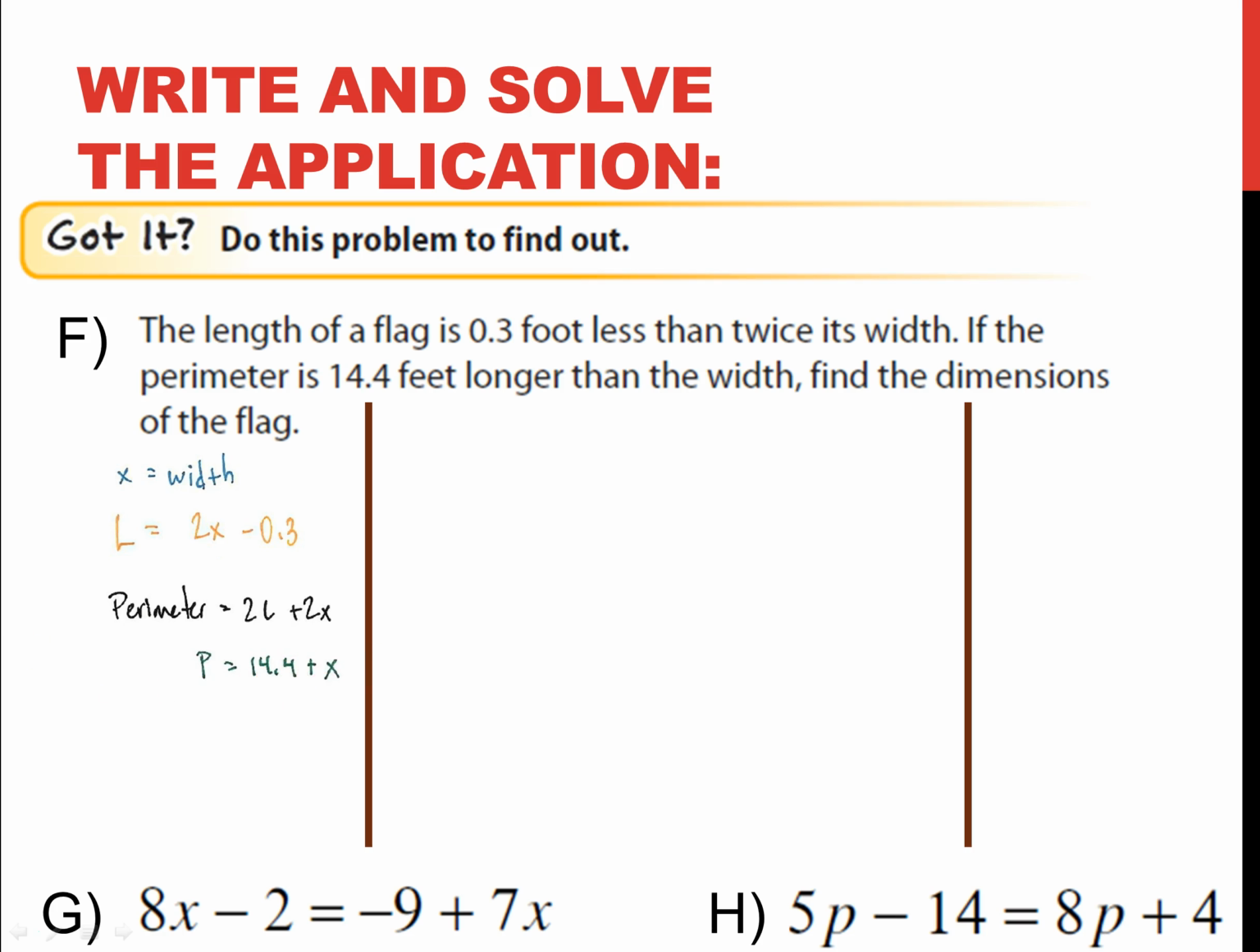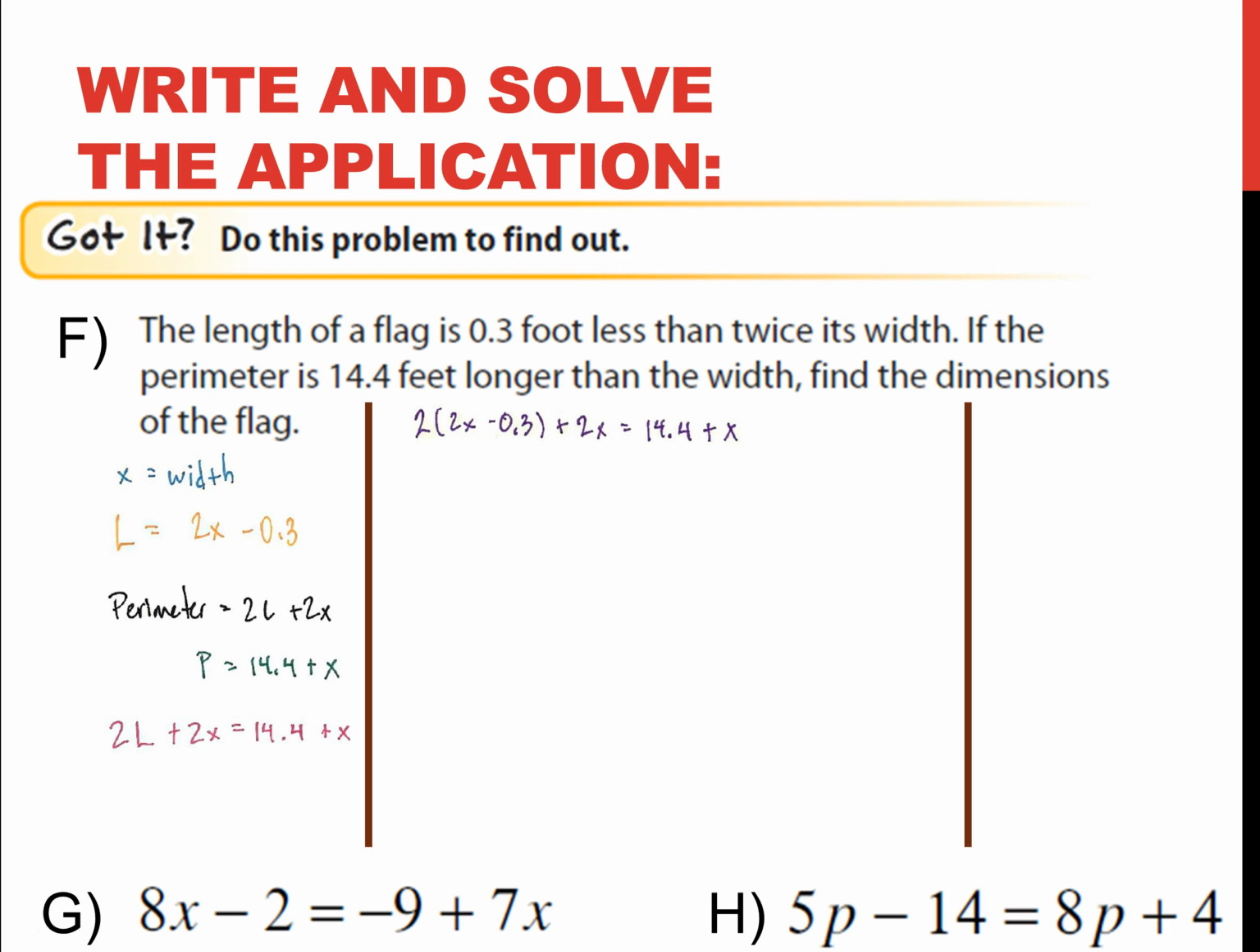So I got a lot of stuff. I know that the perimeter 2L plus 2x equals 14.4 plus x. Sweet. I finally have a two-step equation, and I know what length is. Length was one of the first things they gave us. It's 2x minus 3/10. So I'm going to substitute in the 2x minus 3/10 for my L in my pink equation here at the bottom. So now the equation that I'm solving is 2 times the quantity 2x minus 3/10, closed quantity, plus 2x equals 14.4 plus x.